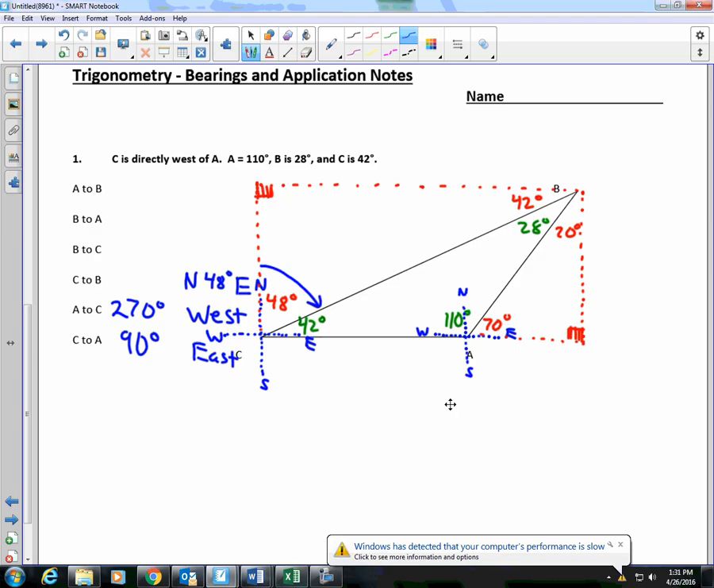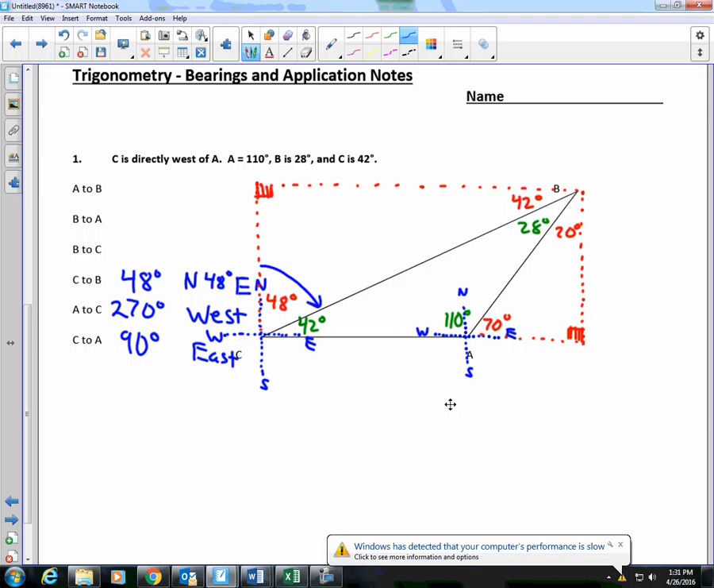Now, I'm going to figure out the numerical bearing. What is the bearing of north? What is the numerical bearing of north? 0. If I move 48 degrees past 0, what will that give me? 48 degrees. I've answered both of them for C.